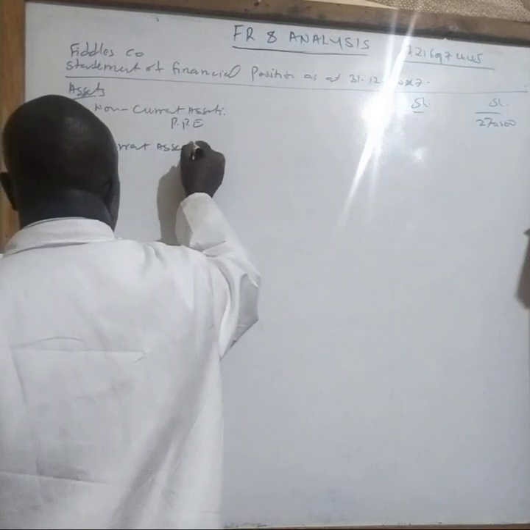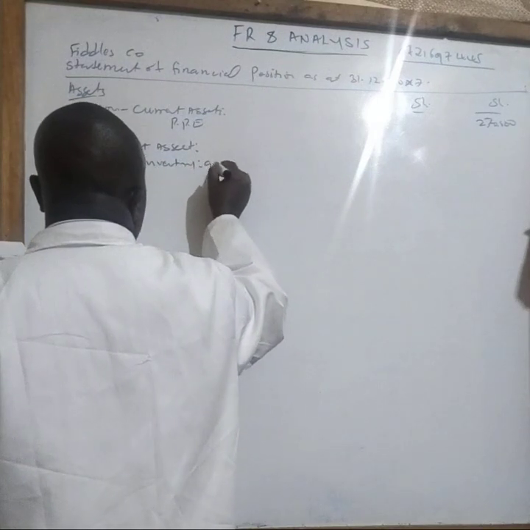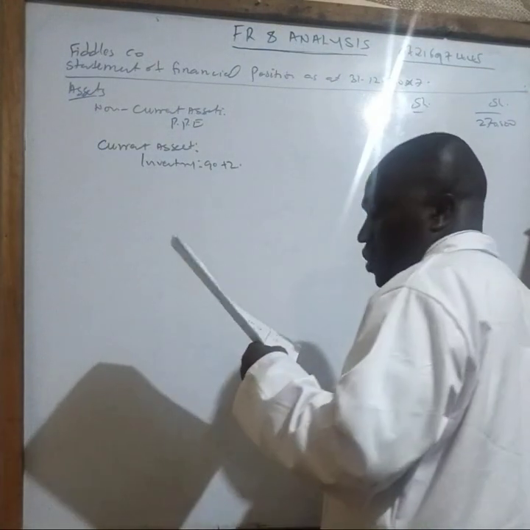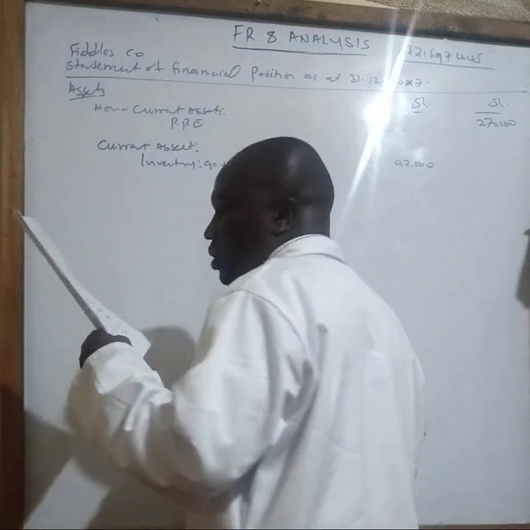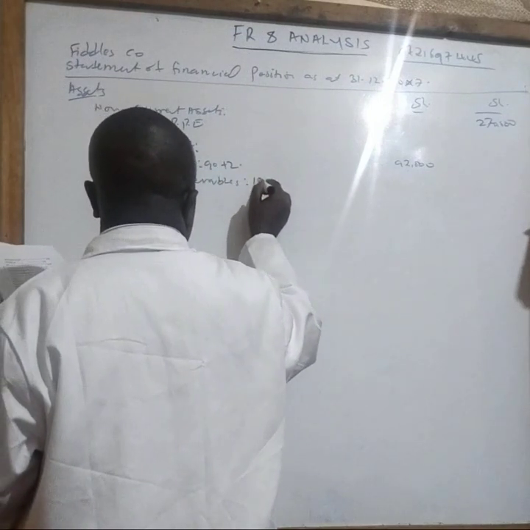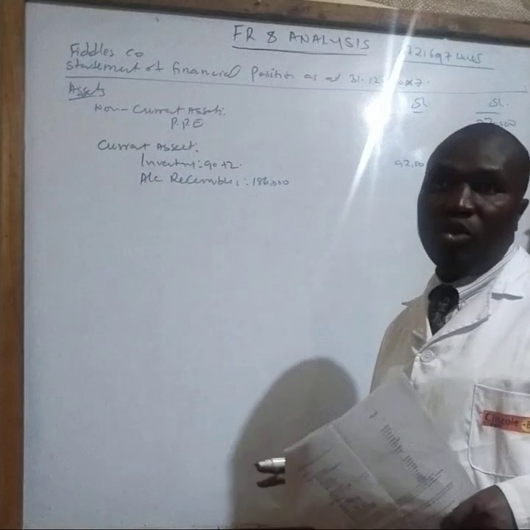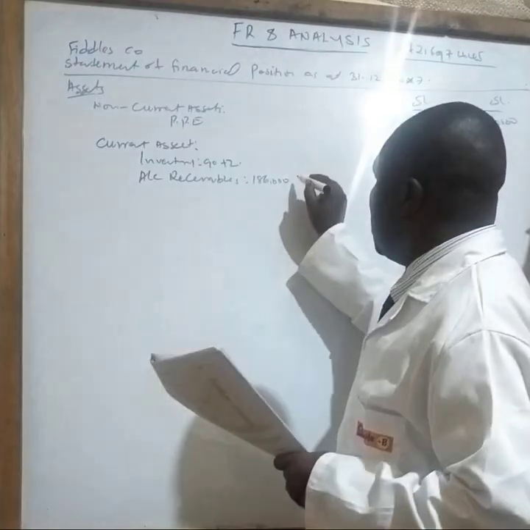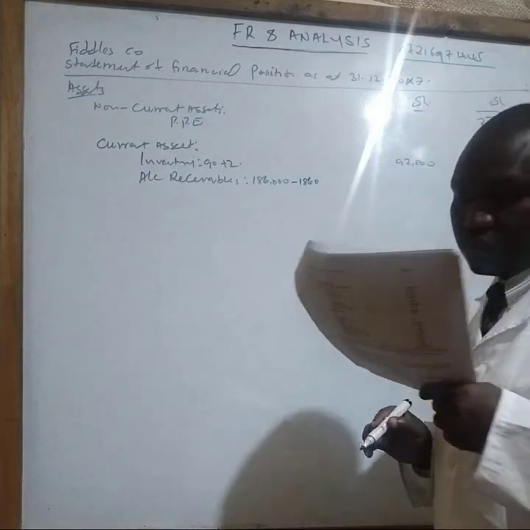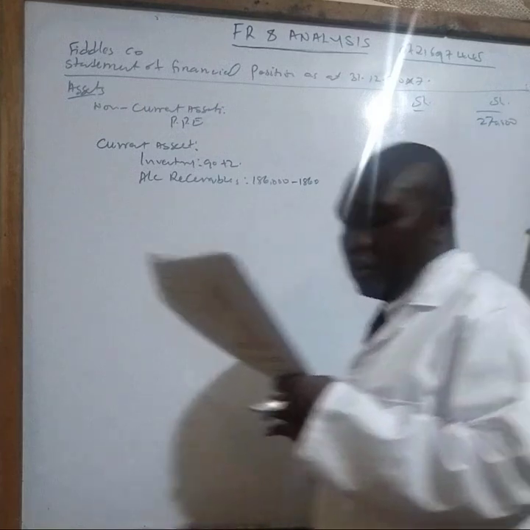Then we have the current assets. What do you see there? Inventory. We have 90 plus 2. That is 92,000. Then there was also accounts receivable. Accounts receivable we have found to be 186,000, right? Out of this 186,000, there was an allowance for that year, not for the previous year. We found it to be 1,860. So if you subtract that, you get 184,140.